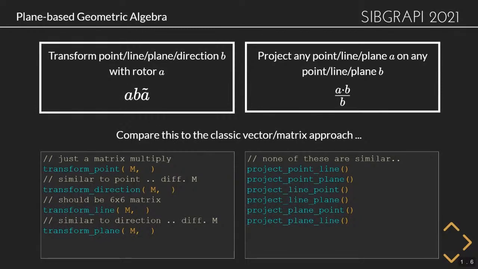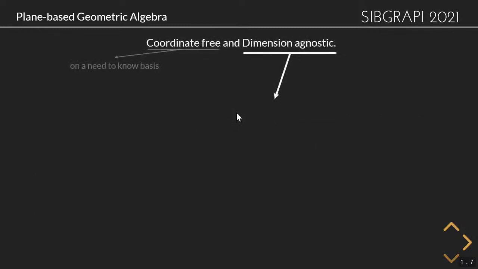In this case, it's the same A to transform any B. Here on the right, it's even worse. The code that you would write to project a point on a line or a plane on a point would be completely different, have nothing to do with one another or look similar at all. So that's quite a simplification you have going on here, making working with these geometric operations so much easier.